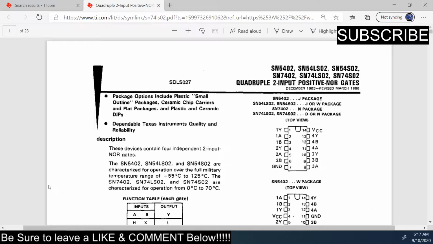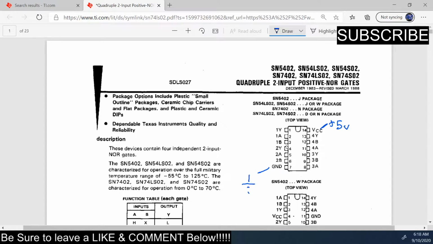Here is the data sheet. Here is our DIP package right here, dual inline package. Pin 14 is connected to your VCC, so that's going to be plus 5 volts in our case. And here's our ground.